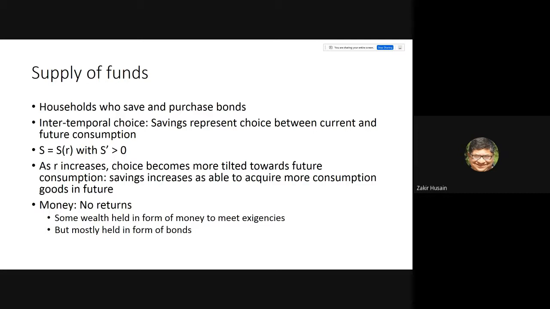And if you hold money, right, there's no returns. So if you save, you may hoard some money in order to meet emergencies, but generally you're going to invest in bonds.